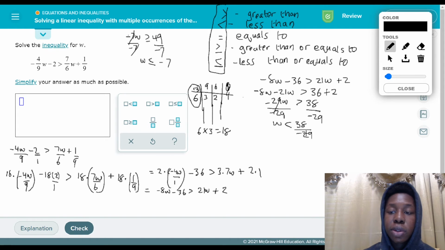Now you're going to ask yourself, what number basically can divide the top that can also divide the bottom? There's no number, right? 38 and 29 don't have any common factors. Based on that, you can leave the answer as it is here because it's in simplified form. So let's put that down.